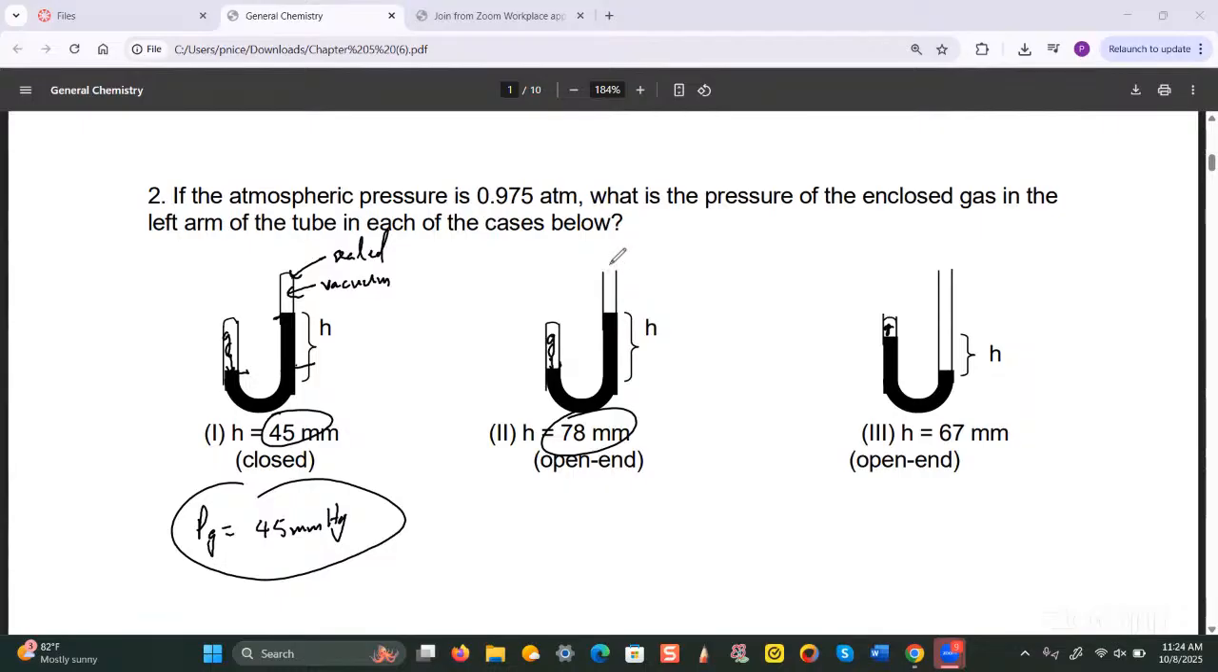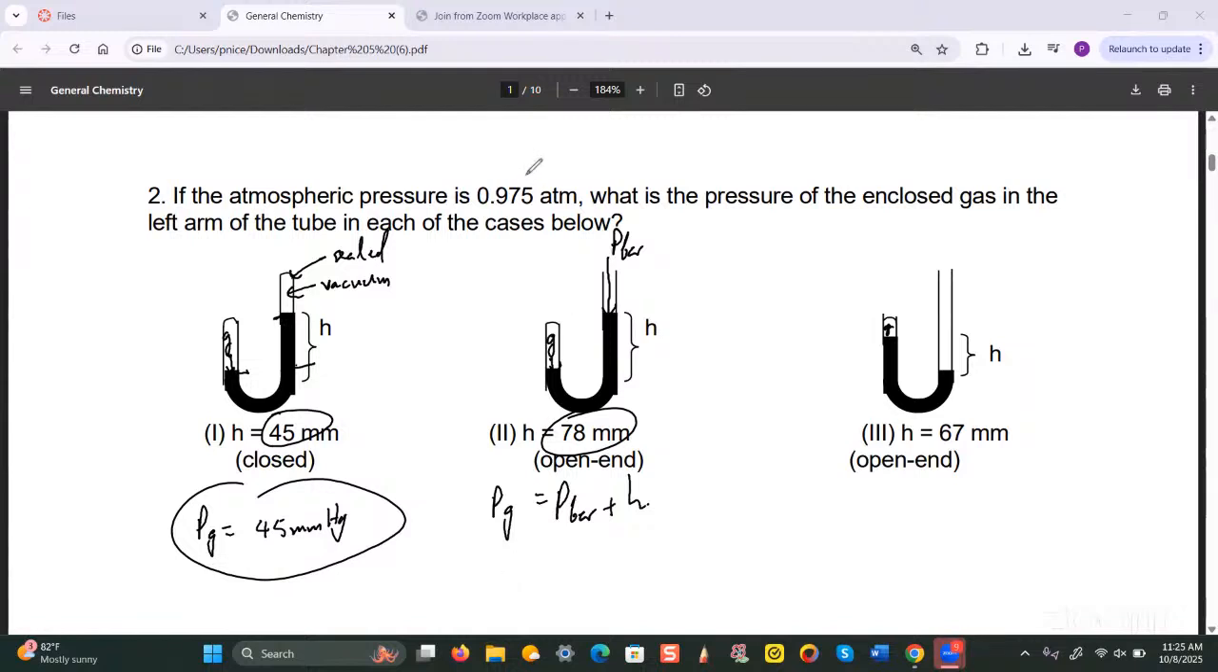But because this is open, you're going to have the barometric pressure being exerted here, right? And if you recall from the example that we looked at, we can say, based on this arrangement, that the pressure of the gas will be equal to the barometric pressure plus the height of the mercury column, all right?